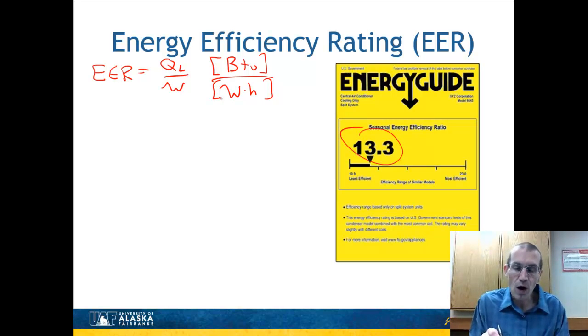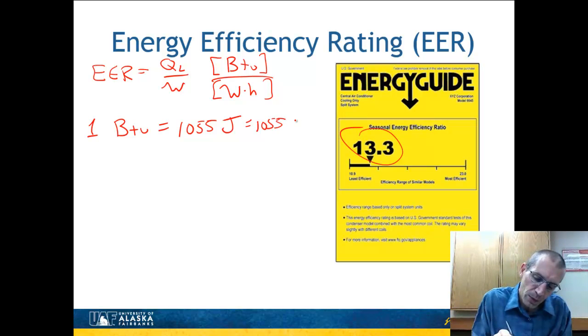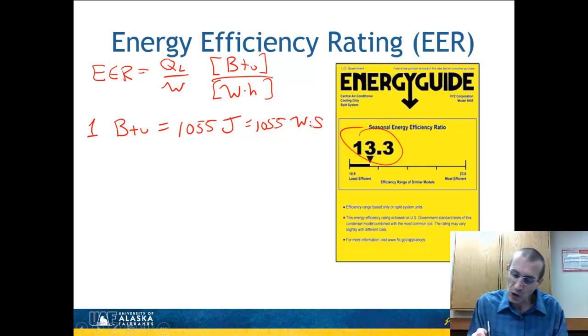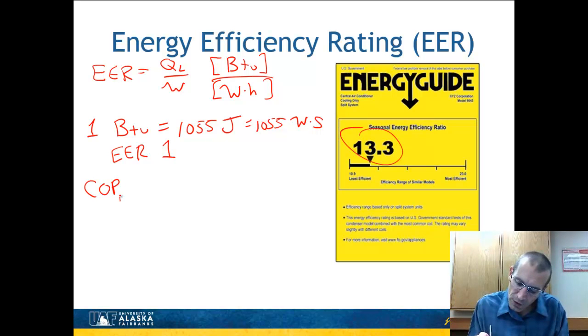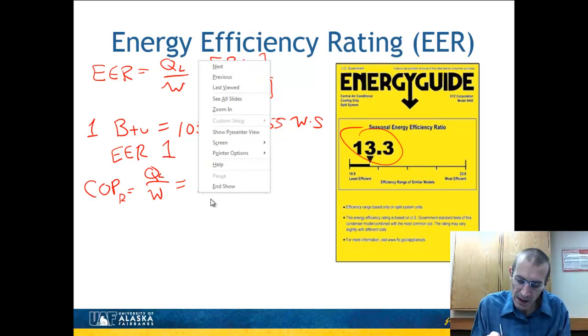And so if you have an EER of 1, that means that for 1 BTU of QL, it requires 1 watt hour. Well, let's go ahead and figure out how that's related to the coefficient of performance that we just defined or derived. So 1 BTU, to convert this into SI units, is 1055 joules, which is also 1055 watt seconds. All right. And so let's imagine I had an EER of 1. Now, with an EER of 1, that means that 1 BTU would be 1055 joules. So I can do my coefficient of performance of my refrigerator, which we said is QL over W. And if the EER is 1, I'm going to get 1055 joules over, this is over watt seconds, excuse me.